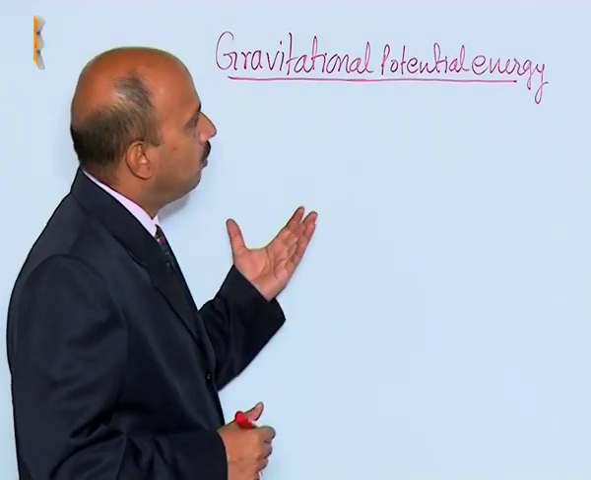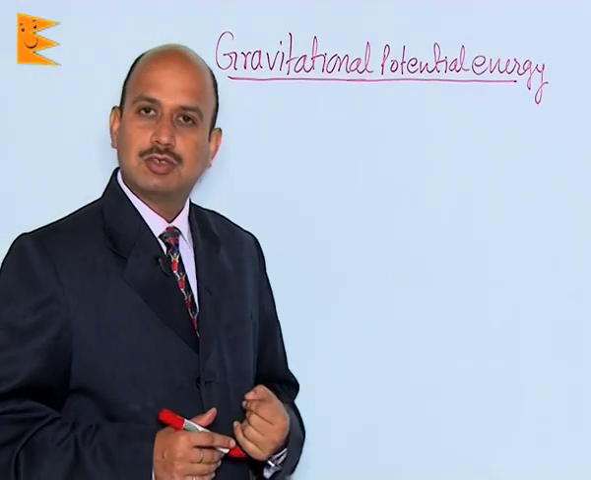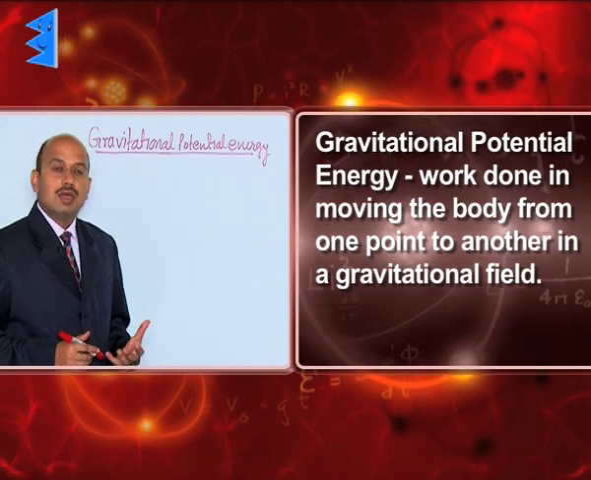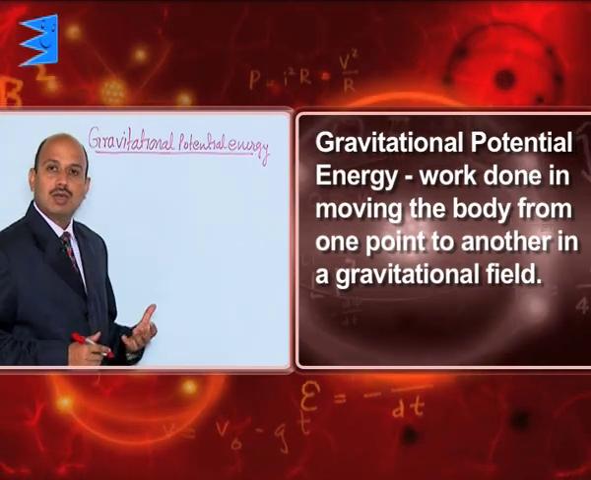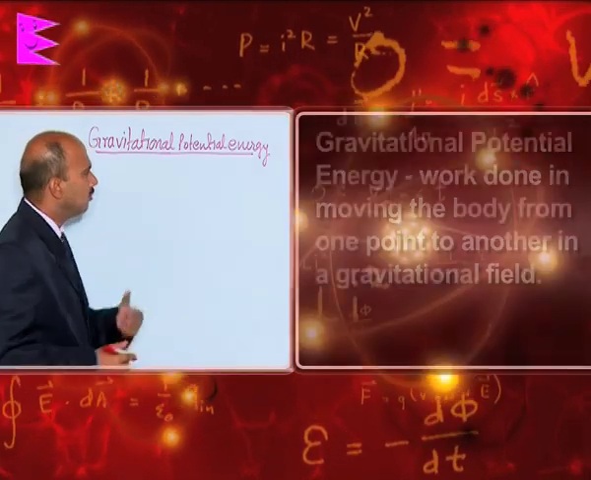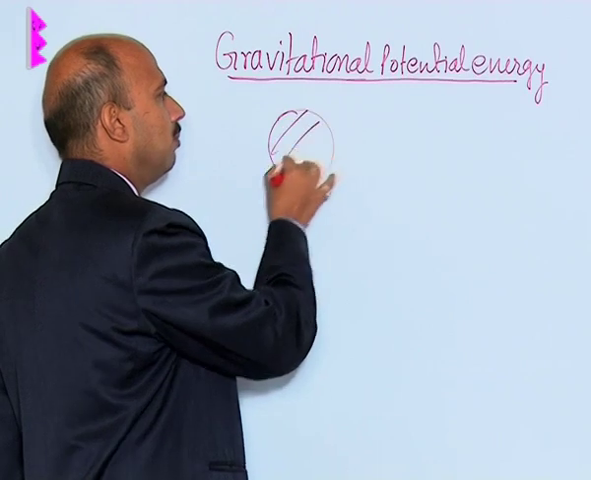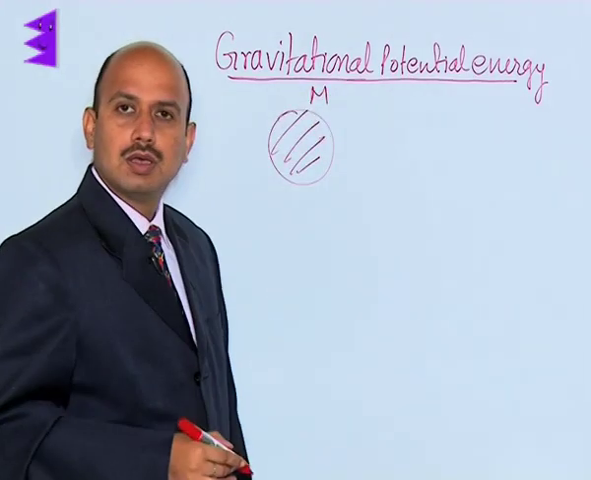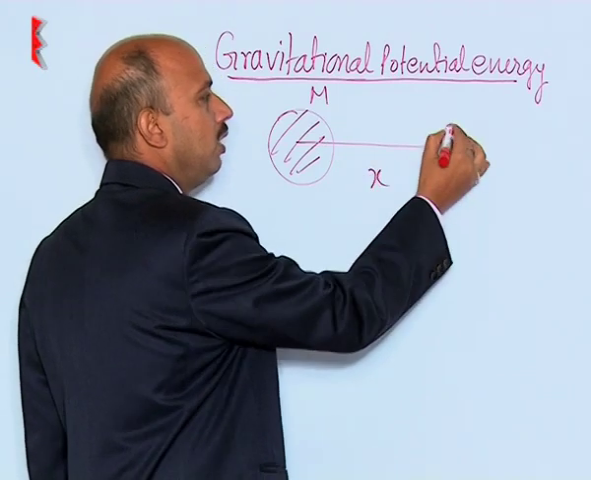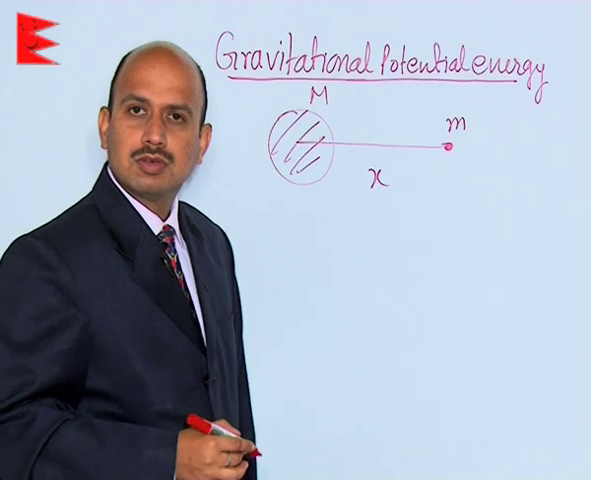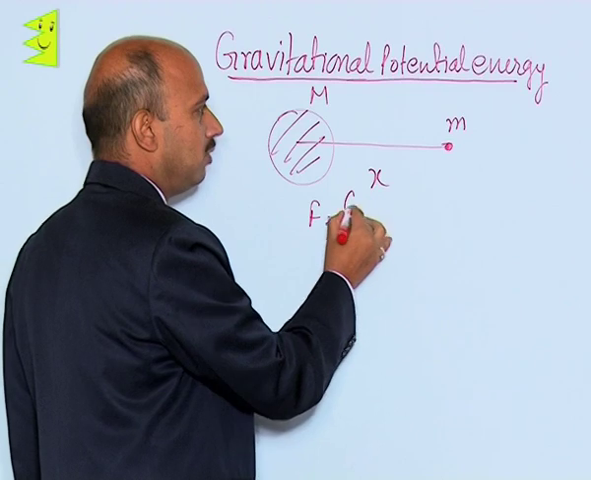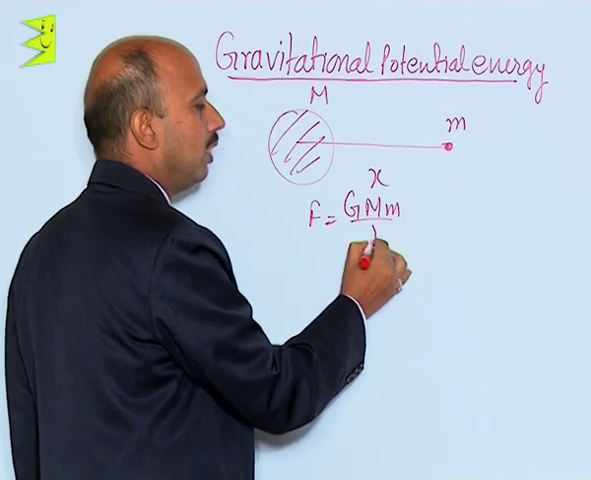So, see here, now we have to define gravitational potential energy. Gravitational potential energy of a body is simply defined as the work done in moving the body from one point to another in the gravitational field. Suppose you have taken a body here of mass M. Now, at a distance x, a body of mass m is placed. Now, this body experiences gravitational force F is equal to GMm upon x square.